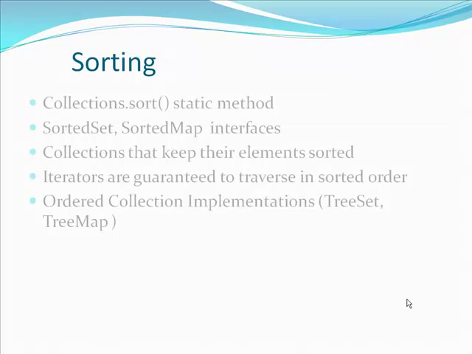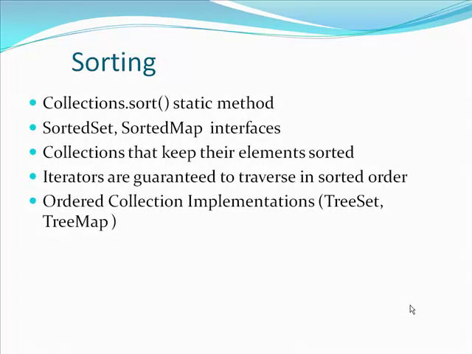Sorting. The SortedSet and SortedMap interfaces both use the sort method in the Collections class to sort the elements. The sort method is a static method. Iterators are guaranteed to traverse in sorted order. Both TreeSet and TreeMap are ordered collection implementations.